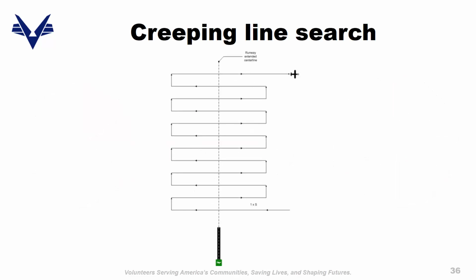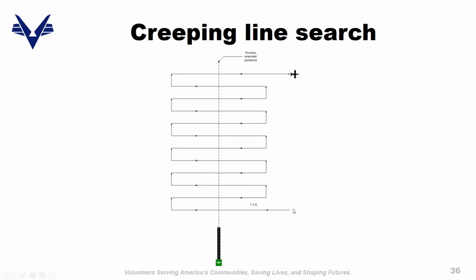Our next search is creeping line search. With creeping line, you have an origin point and a direction in which you would be searching, and you will be flying perpendicular to that direction, to the right and to the left of it. It's like S turns around the road, which you did during your private pilot training.